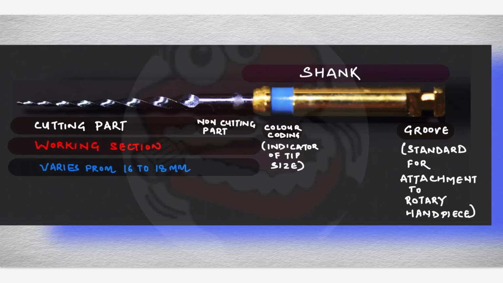The first thing we will talk about in this video is the various components of the file. We start with the handle of the file, which is referred to as the shank of the file. The shank has a few important parts. One is the groove of the file. This groove is a standard design; the pediatric rotary file does not need any smaller attachment, so a specialized handpiece would not be required.